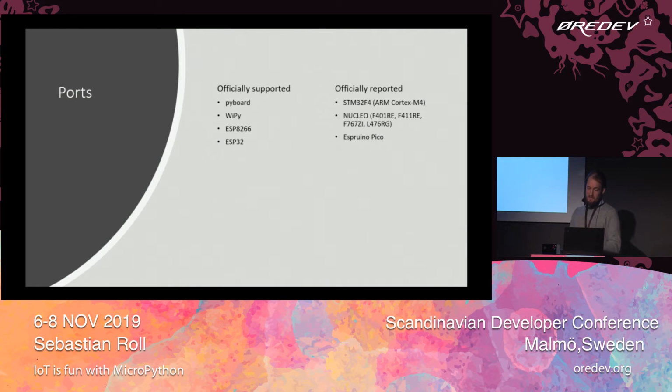I can also mention the ESP32. That's the one I've been using mainly, and that's the one you'll see during this session as well. It has Wi-Fi and it has Bluetooth low energy. It has 4 megabytes of ROM, half a megabyte of RAM, and a dual-core 240 megahertz processor. So it's pretty powerful.